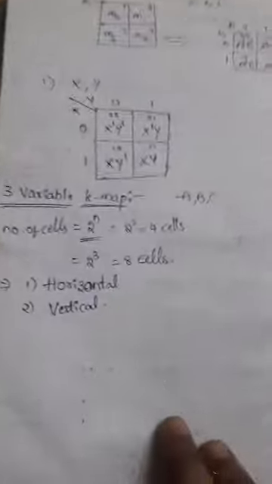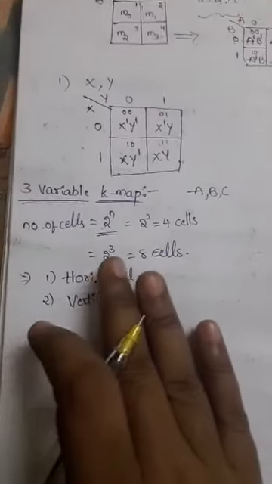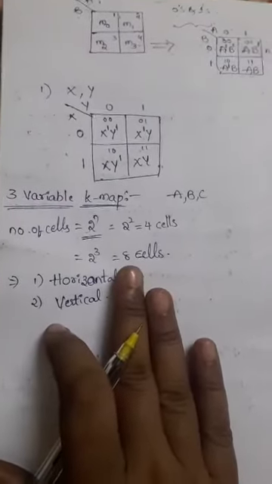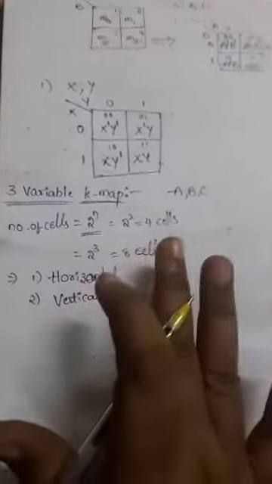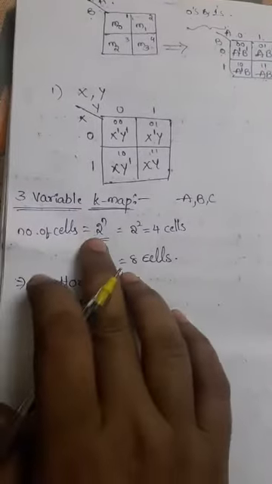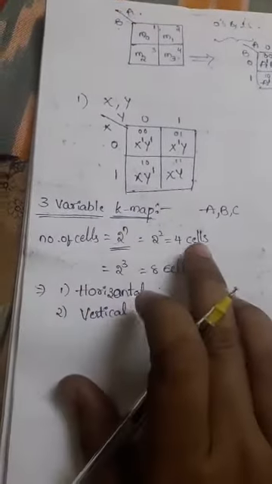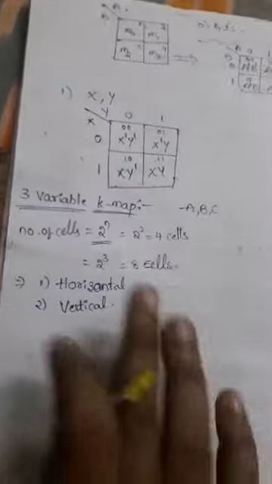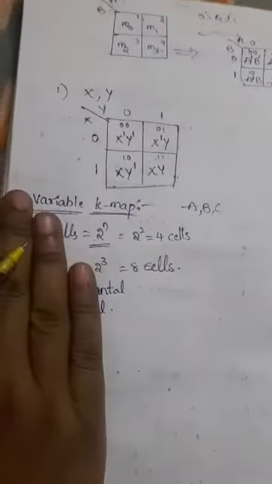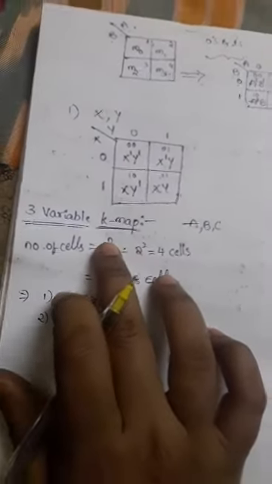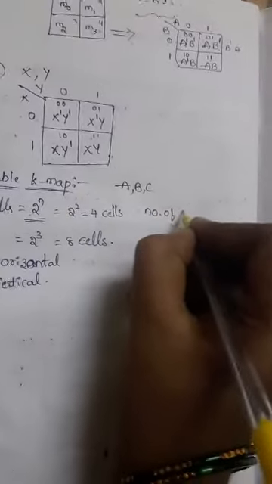Now, whenever you consider a three variable K-map, it will contain a number of cells. Whatever the K-map, the number of cells becomes 2 power n. For example, if you are considering a two variable K-map, the number of cells is equal to 2 square, that equals 4 cells. In the same way for the three variable K-map, where n is the number of variables in the 2 power n formula.